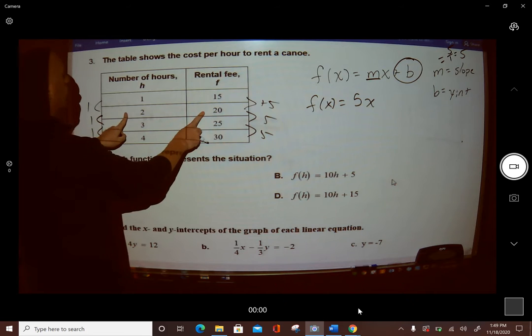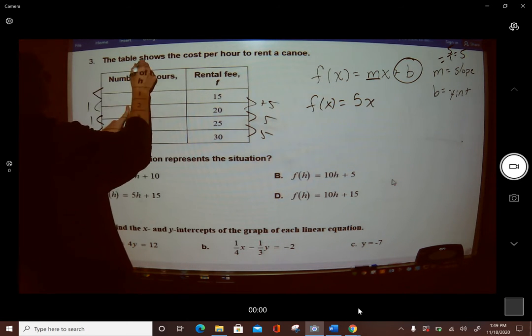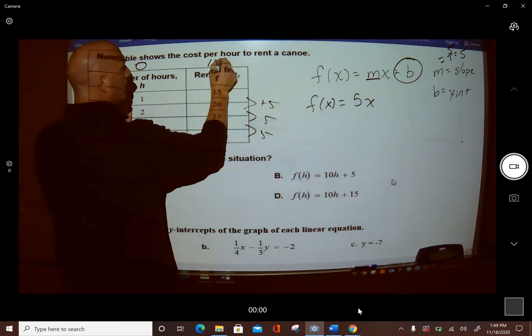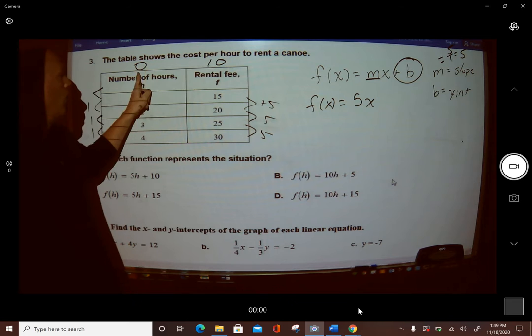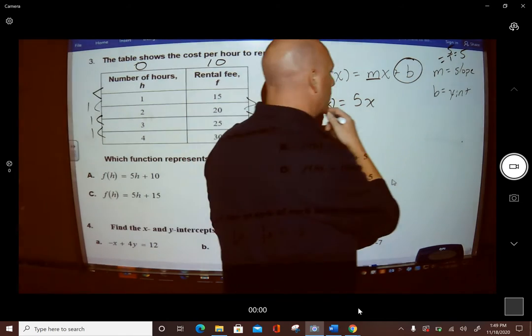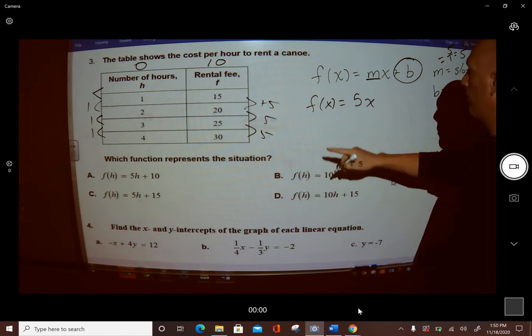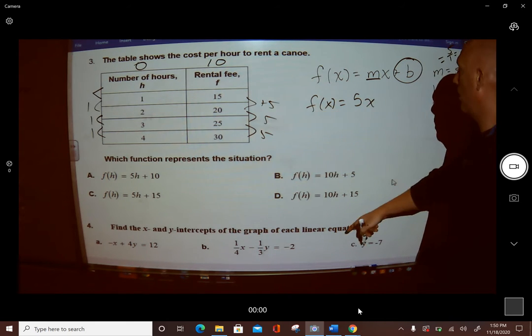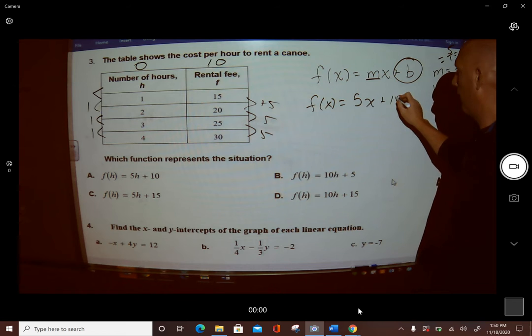If 2 hours was 20 and 1 hour was 15, that would mean 0 hours would be $10. That tells you your y-intercept right now. When x is 0, you have your y-intercept. So in other words, b would have to equal 10. So now, according to this, we just built our equation, y equals 5x plus 10.